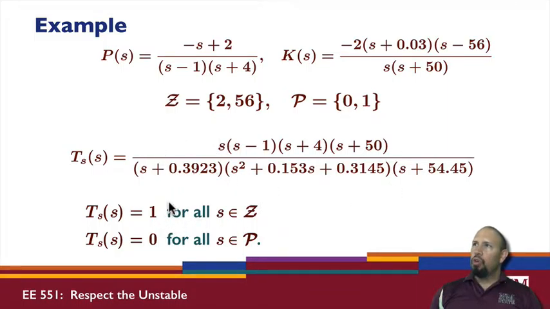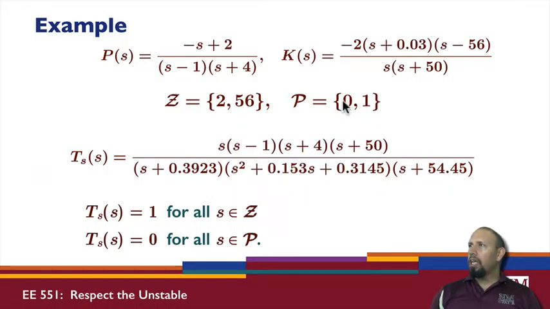So if I go through and plug in the values of Z, that is, if I plug in 2 and 56, in both cases, wherever I see S, I will get exactly 1. Now, it's not obvious from the way this is written, but if we actually multiply it out, if I plug in 56 into here, I will get exactly 1.